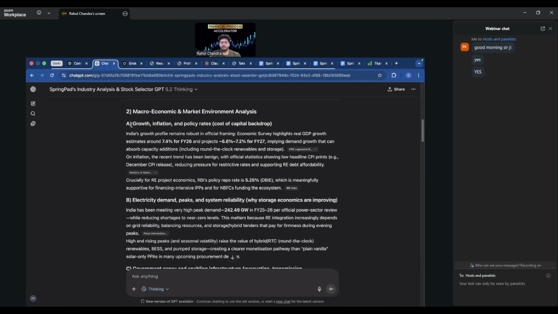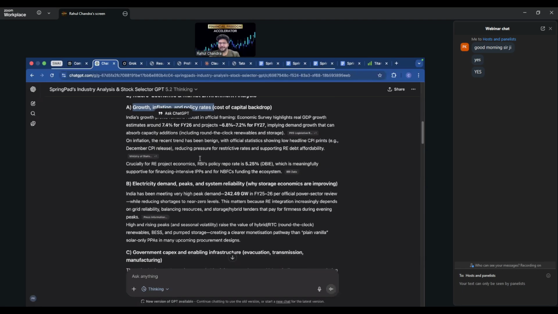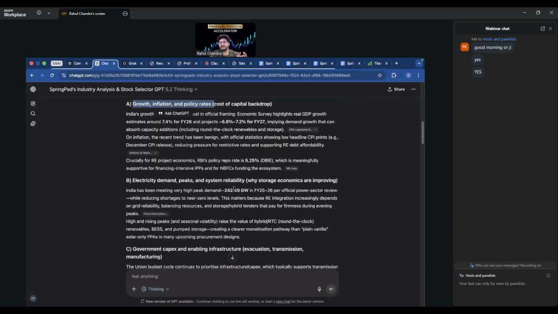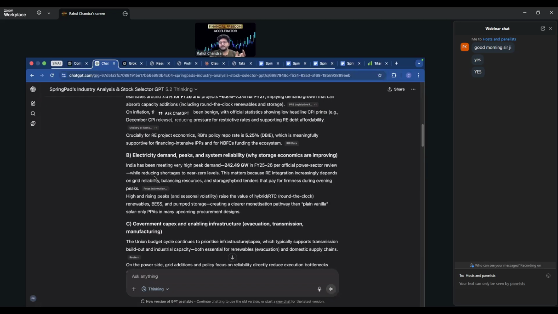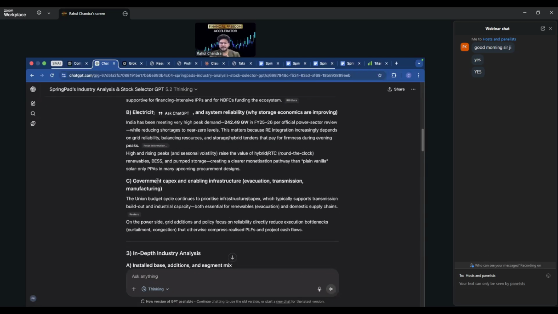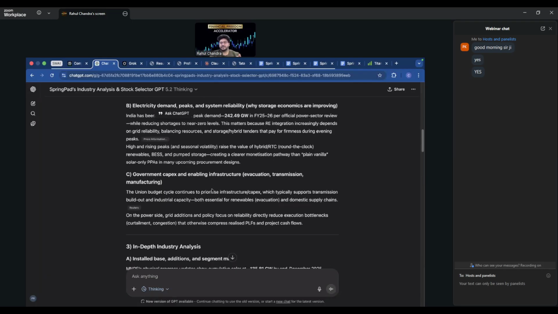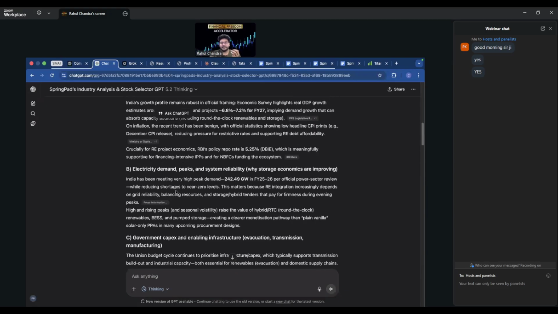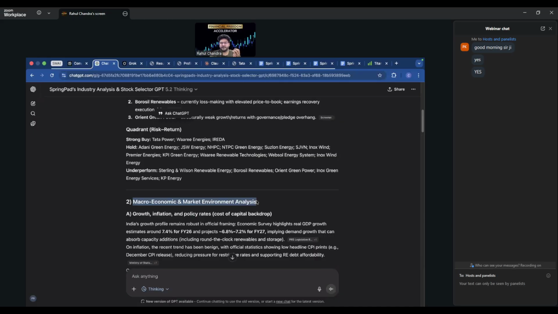Again, it goes and looks into the industry in detail. What are the growth, inflation, policy rates and how is it affecting the renewable energy space? What are the electricity demands, peaks, system reliability, and how is the industry performing around these particular pillars? What is the government spending in this space? Are they adding infrastructure? Right? What is happening in the space in terms of macroeconomics?